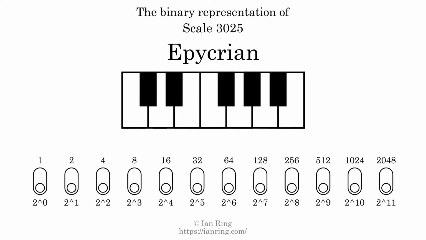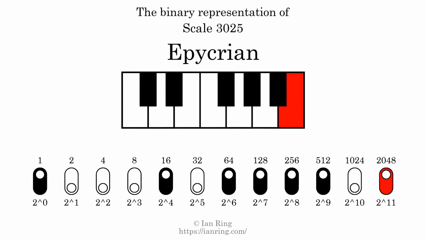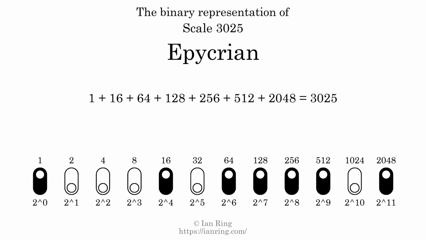The binary representation of this scale is determined by mapping tones of the scale to binary digits. Each binary digit represents a power of 2. To get the scale number, we add the powers of 2 together. The powers of 2 that are present in the scale, all added together, equals 3025. That is why the scale number, in decimal, is 3025.